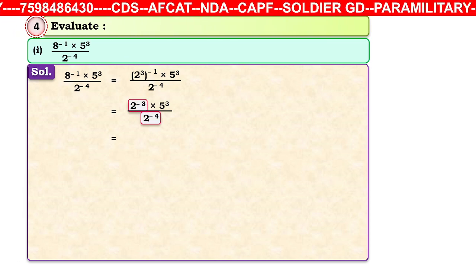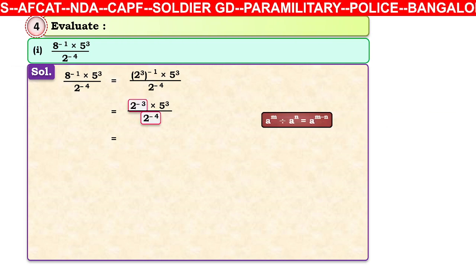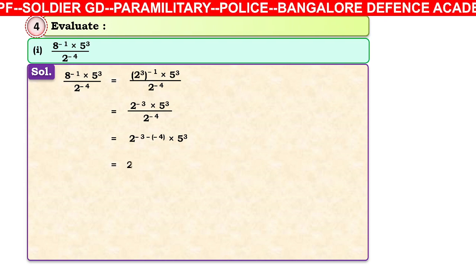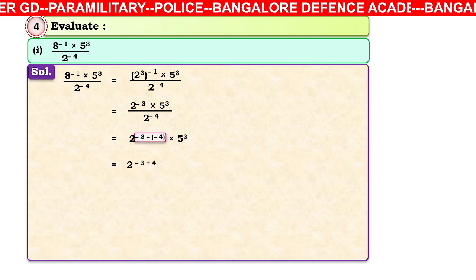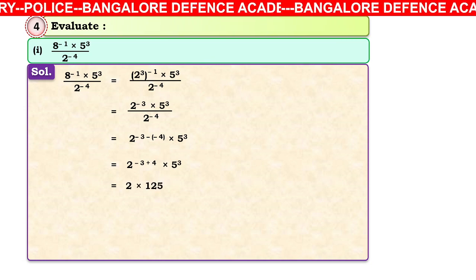Now if you see these two bases are the same, base 2 is the same and the powers are different and it is in a division form, so I have to subtract. So when I subtract, I get 2 to the power of minus 3 plus 4 into 5 cube. So I get 2 to the power of 1 into 125.